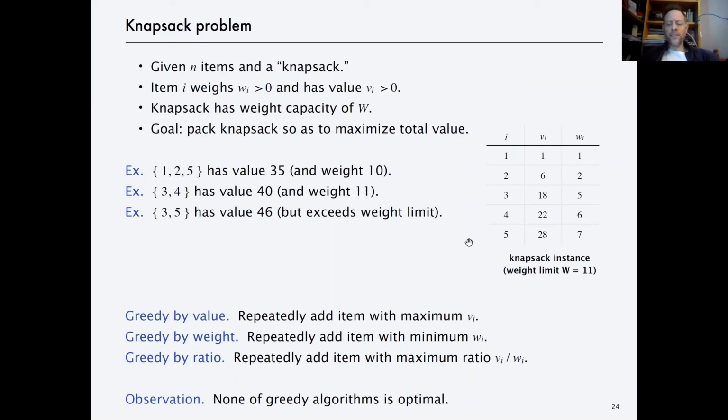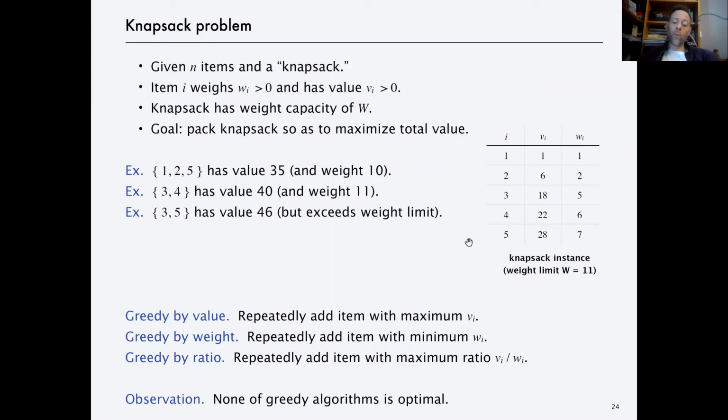And here we can see that we can try a number of different greedy approaches. For example, greedy by value. Add the item with the maximum value. So in this case, we would select the 5 first. So now we have 28, and we have 4 left of capacity. That means we would select item number 2. That would give us 34. Now we have 2 left. And we can select item 1, and then we get this 35. So that's the solution you would get, greedy by value.